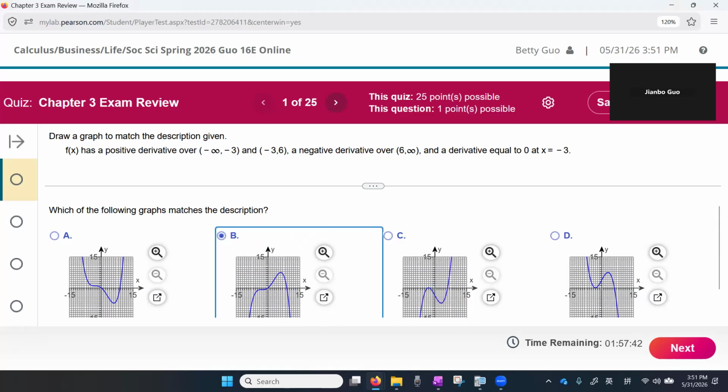Let's double check. From negative infinity to negative 3, increasing. At negative 3, flat. And from negative 3 to 6, it's supposed to be increasing. From 6 to infinity, decreasing. Yeah, we choose B for this problem.